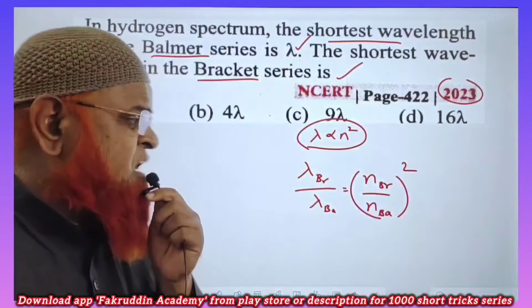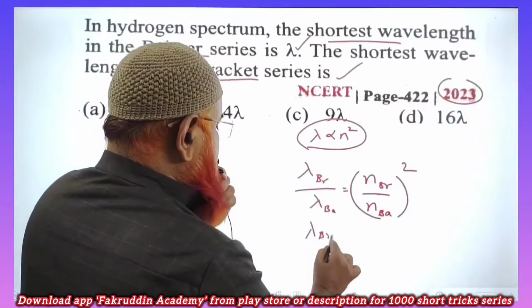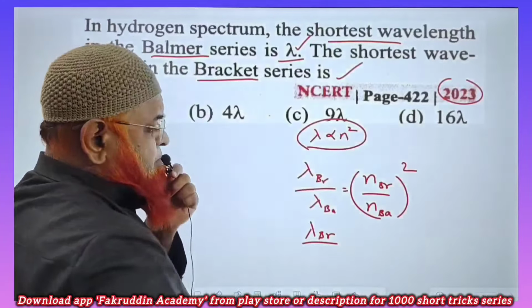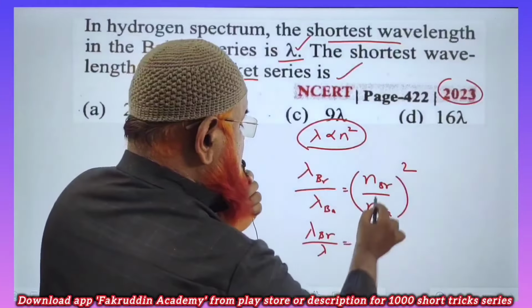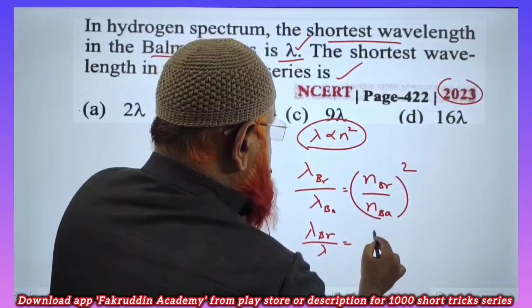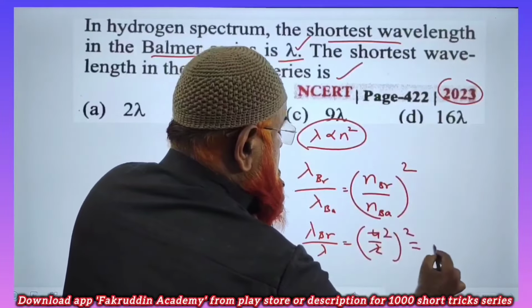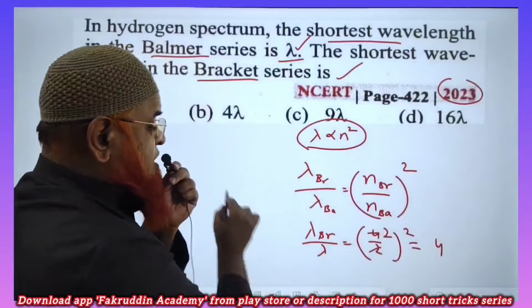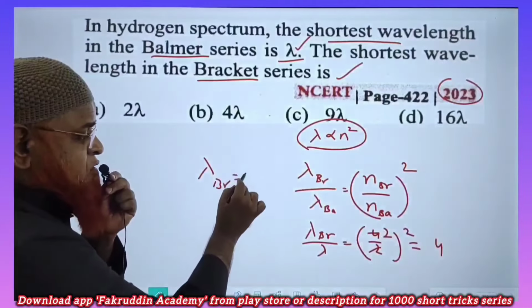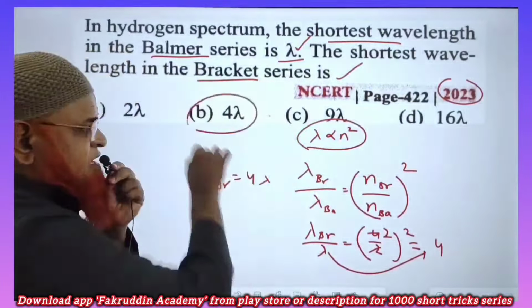I said many times, it's a simple shortcut method here. Lambda Brackett over lambda Balmer is given as n Brackett squared by n Balmer squared, which is (4 by 2) whole square, which is 4. Therefore, lambda Brackett is equal to 4 times lambda Balmer. That's it. Your option is B.